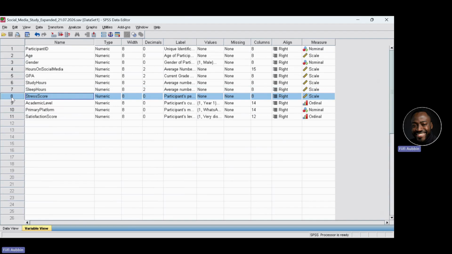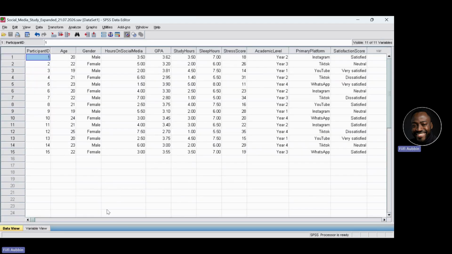Variables such as gender, academic level, primary platform, and participant ID are not suitable for Pearson's correlation because they are categorical or serve only as identifiers. So I want us to switch back to data view. Let's check if everything is okay here.